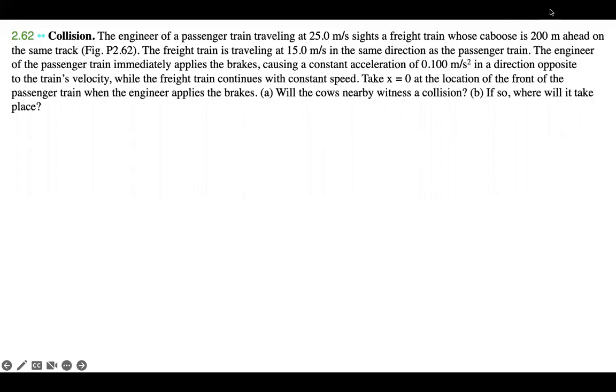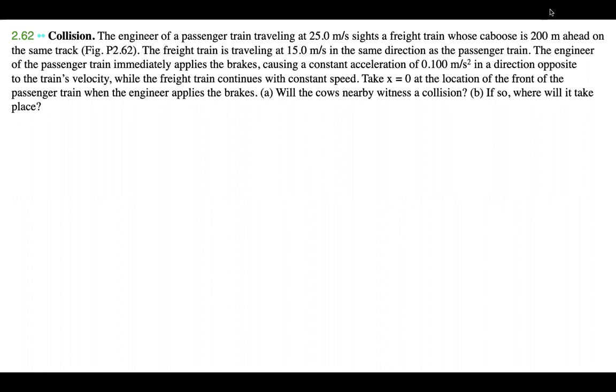Hi everyone. Today I'm here with problem 2.62 from University Physics by Young and Freedman. Let's get started. This question is from the same unit that I've been covering questions from so far. This is unit 2. It's a collision question.